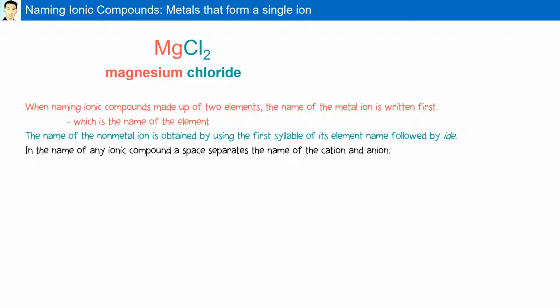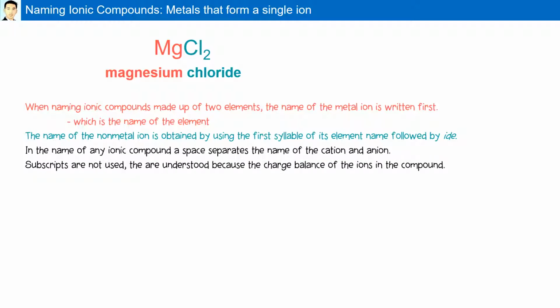In the name of any ionic compound, a space separates the name of the cation and anion. Subscripts are not used. They are understood because the charges of the ions in the compound balance out. For example, the magnesium has a 2+ charge, while the chlorine has a -1 charge, or a 1- charge. There are two chlorine atoms and they cancel out.